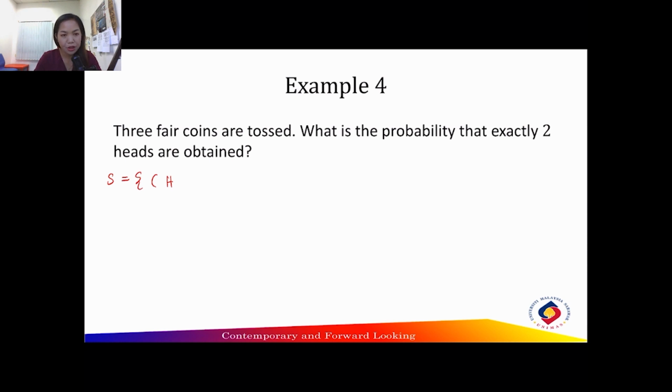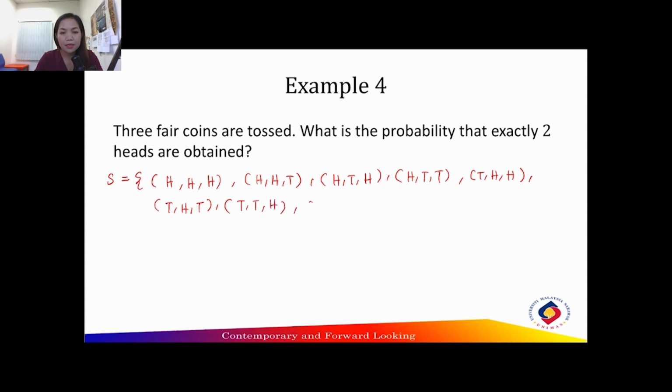So first we have H, H, H, and then another outcome H, H, T, and we can also have H, T, H, and then H, T, T, T, H, H, and then T, H, T, T, T, H, and the last one T, T, T. So these are all the outcomes for our sample space. Here we can see that the number of outcomes is 8: 1, 2, 3, 4, 5, 6, 7, 8. So let's write that N(S) is equal to 8.